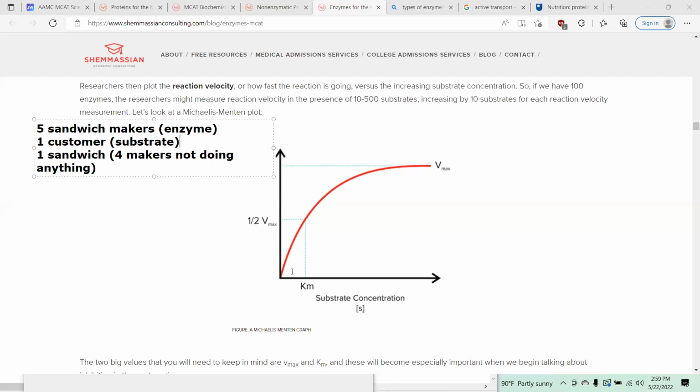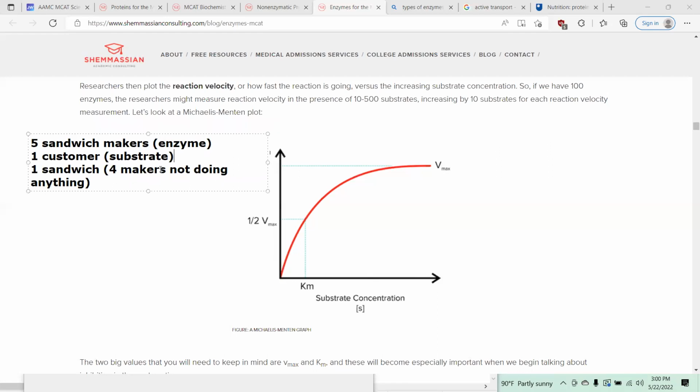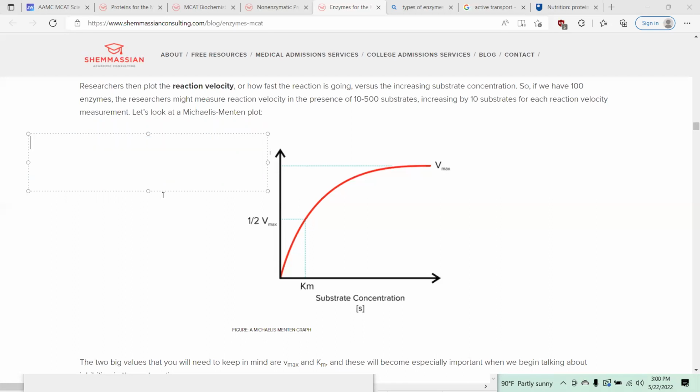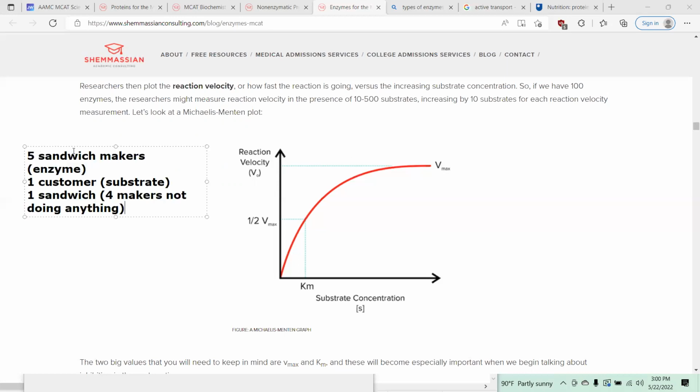So that's kind of what this graph is trying to show you. On the x-axis, we have the low end of substrate concentration and the high end of substrate concentration, right? At the low end, we're not having that much enzyme activity. Vmax is called the rate of the reaction velocity, so it's a measure of how fast we are getting this reaction happening.